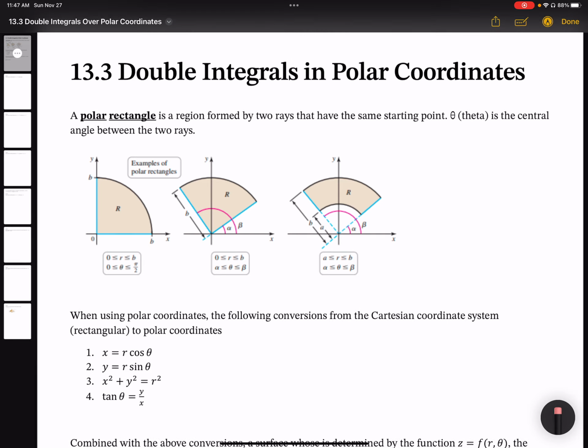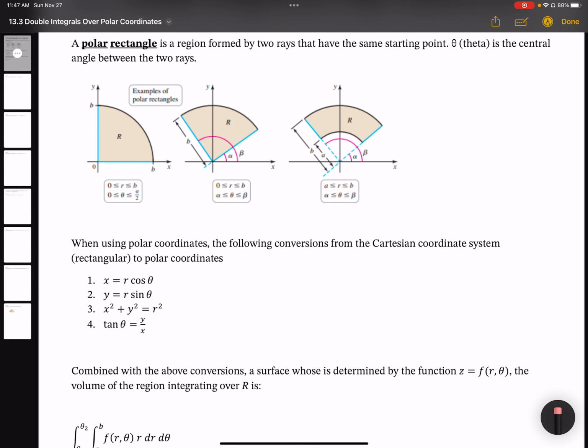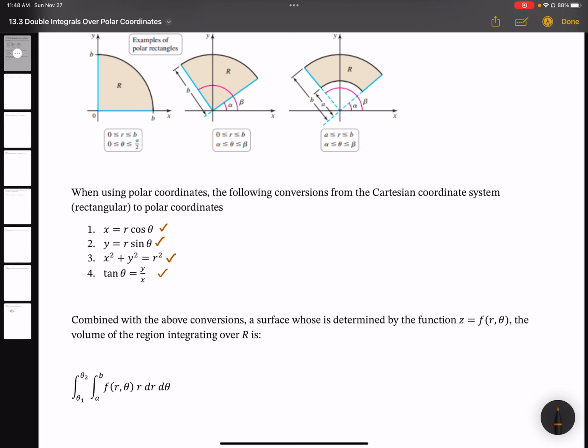those are going to be our limits for integration. We have these four common formulas we use for polar coordinates. We should already know that x is r cosine theta, that y is r sine theta, that x squared plus y squared is equal to r squared, and that tangent theta is y over x. With those conversions, if we're integrating a function, we're going to say z is equal to f of r, theta. And the r and the theta are going to come from making the substitutions of x and y being a function of r and theta.